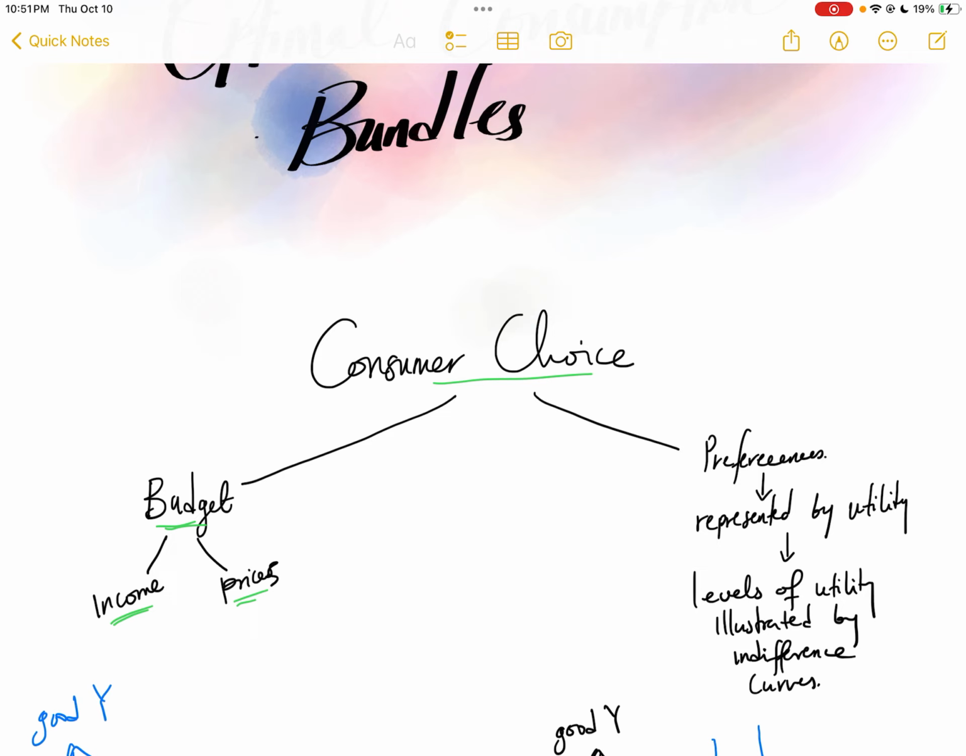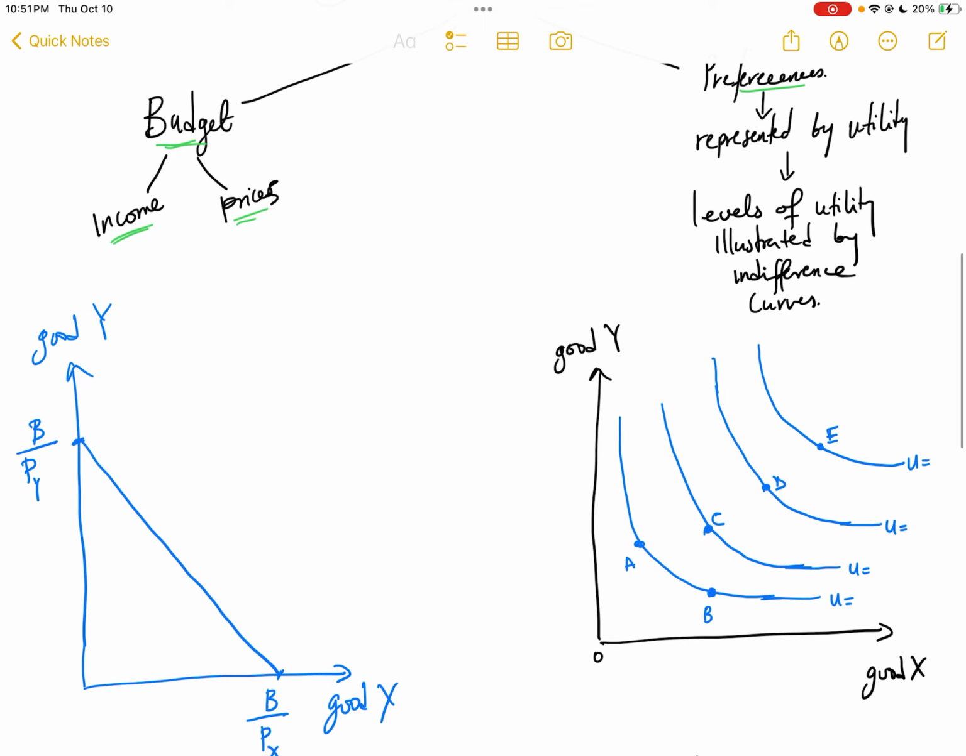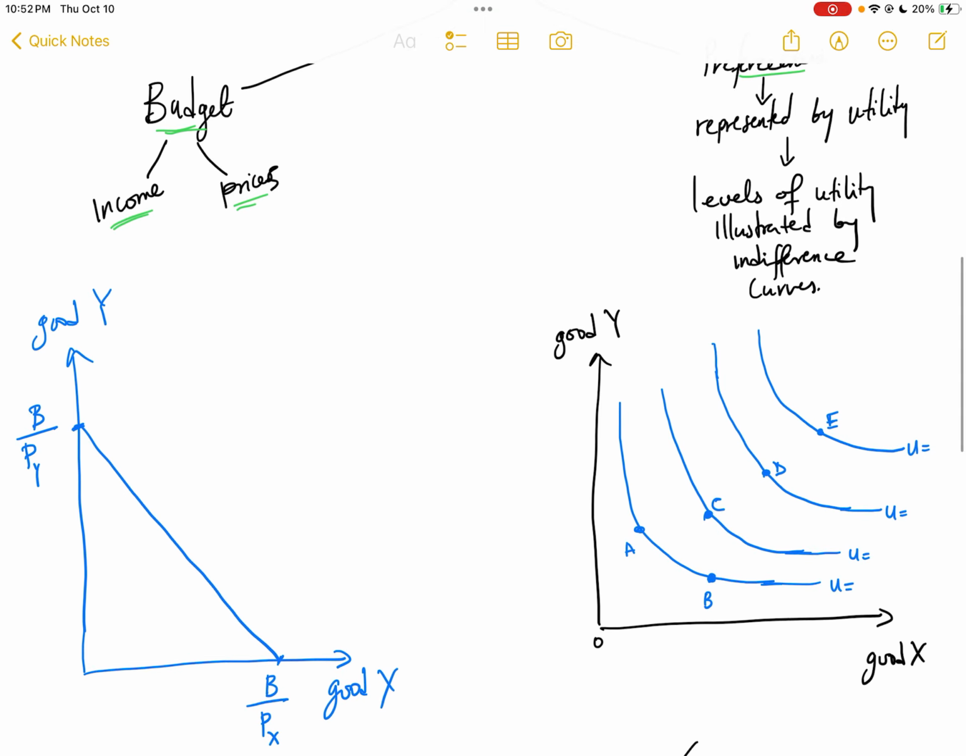The second prong is our preferences. And just very shortly, preferences are represented by utility. And if you remember what utility is, it's the level of satisfaction that you get when you consume goods or you do various activities. Now, the levels of utility are illustrated by indifference curves. And so, again, I did a bit more work. That way, this goes fast for us.